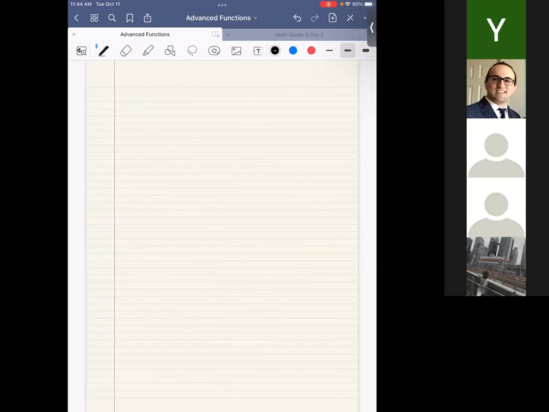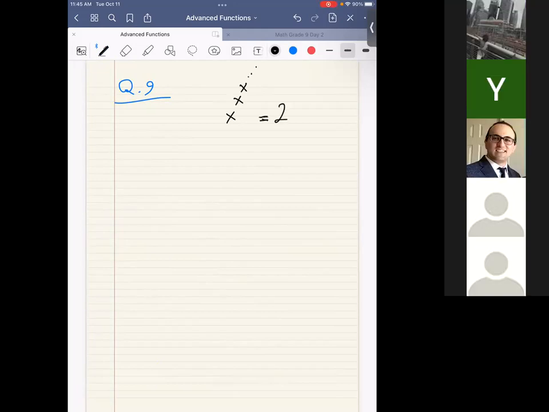Now let me do question 9 just for fun. Has anybody done question 9? The bonus question. I figured out the answer. Is it √2? No, by the way, the exponent goes on forever. It's x to the power x to the power x, and they go on and on forever.